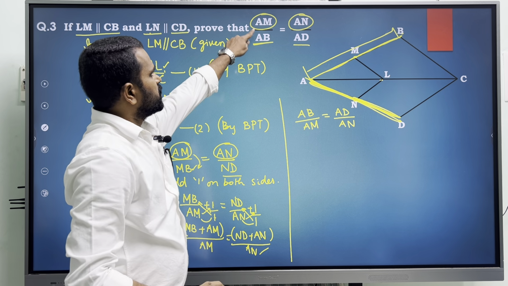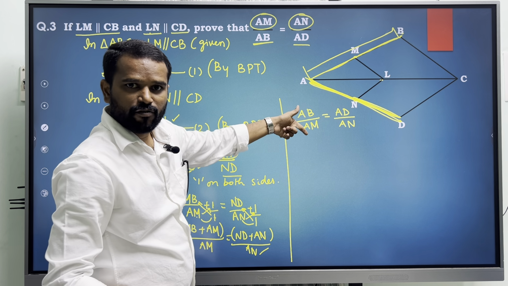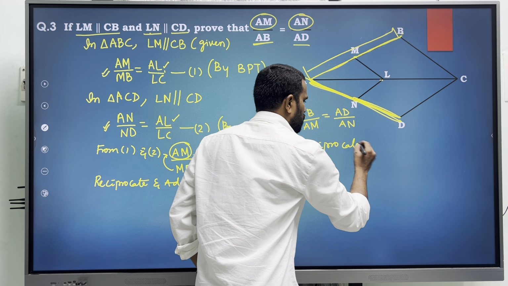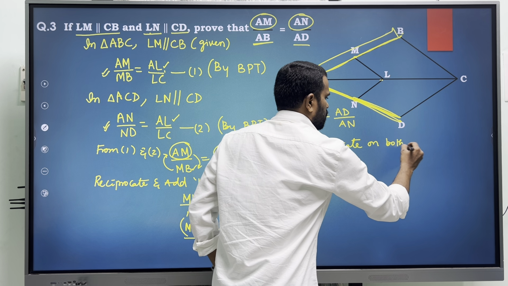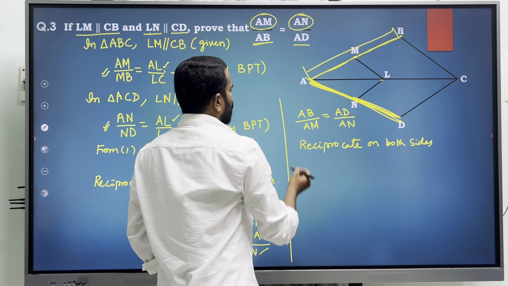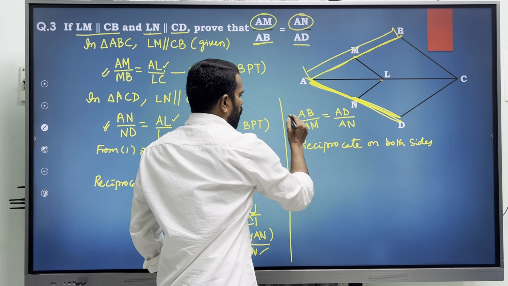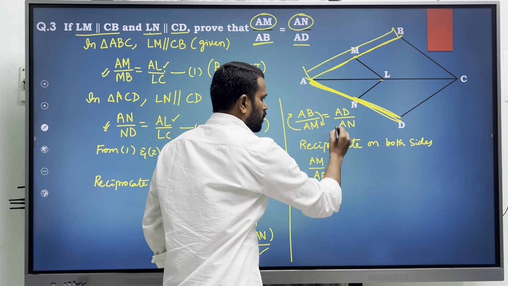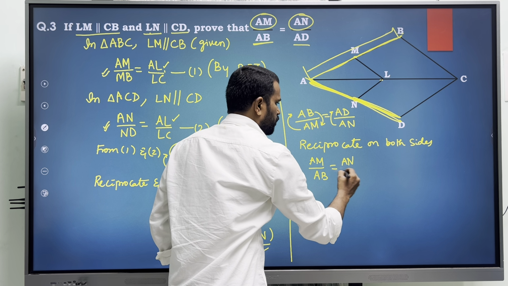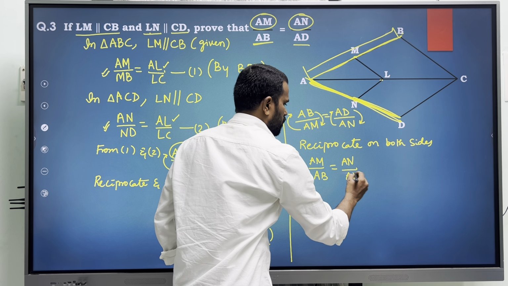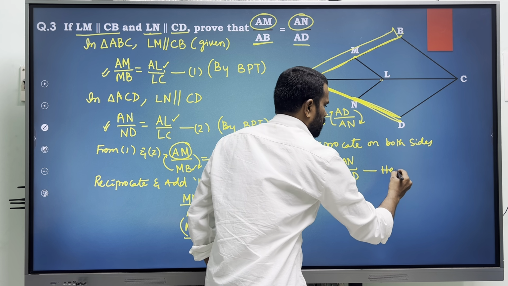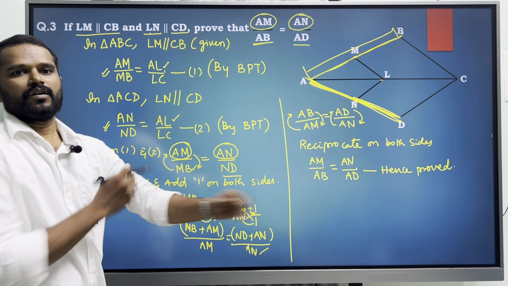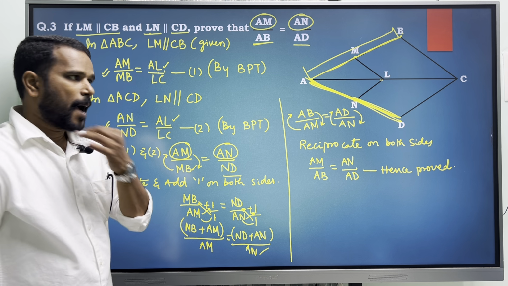Now again, see, we got the same thing, right? But it is in the reciprocal form. So just reciprocate on both sides. This will go up, this will come down: AM by AB is equal to AN by AD. Understand? This is the required answer. Hence proved. I hope you understood.